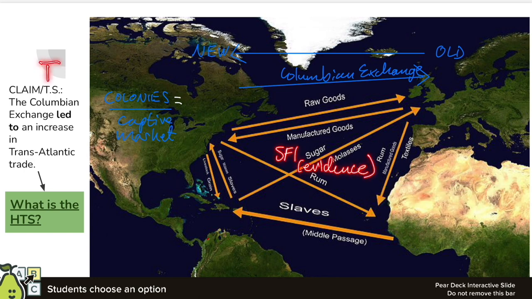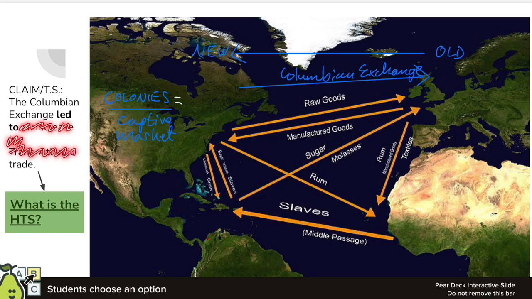If you make the claim that the Columbian Exchange led to an increase in transatlantic trade, you can't just leave that claim and then move on to the next topic. You have to be able to prove it. So you could talk about all of these things, the first and second and third leg, the asiento, the cash crops, the bullion, the manufactured goods. You can use that as your evidence to support your claim in this body paragraph.